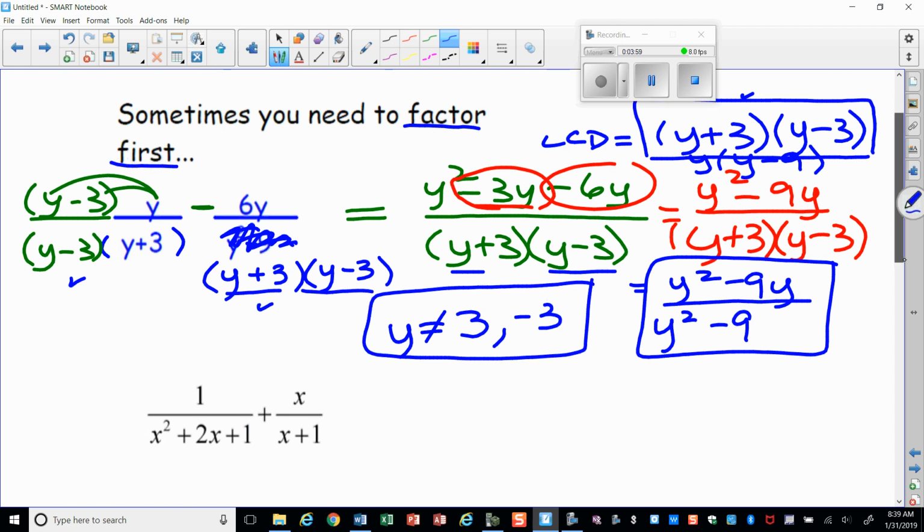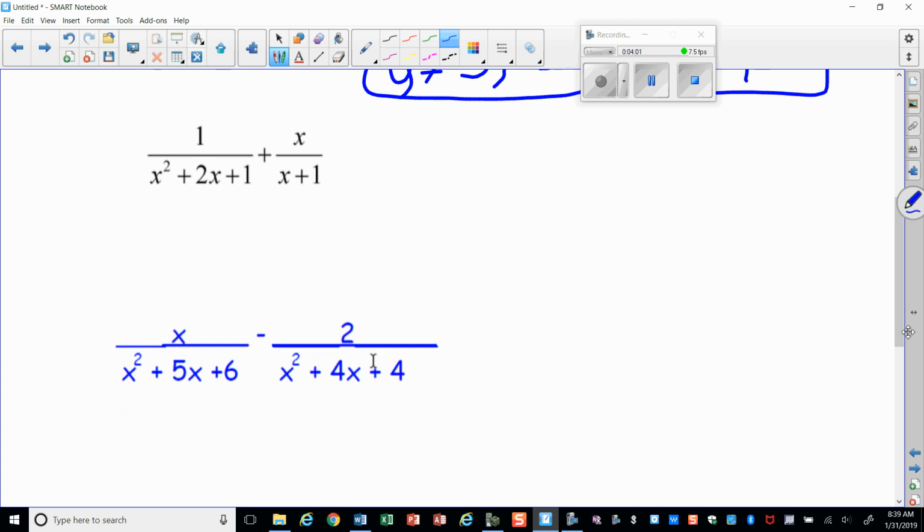All right, excellent. So it's not a big deal, right? This is why factoring is so important. If you can factor, you will be fine. All right, so here we go.